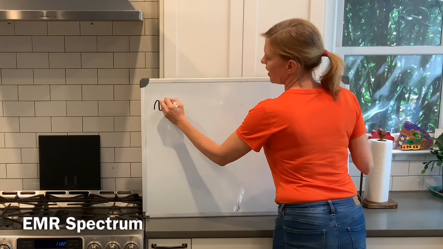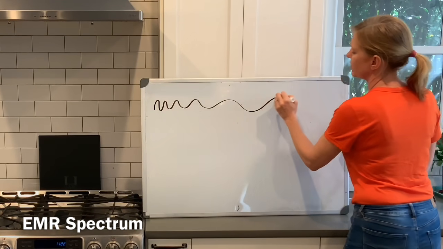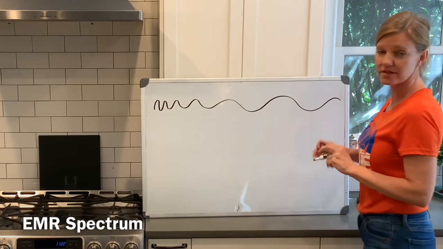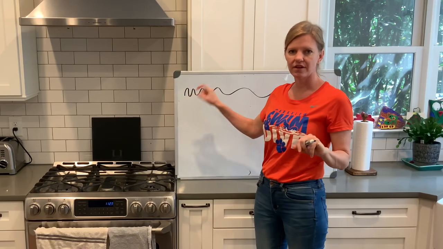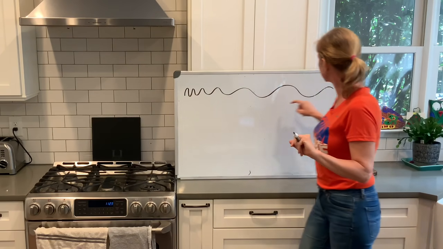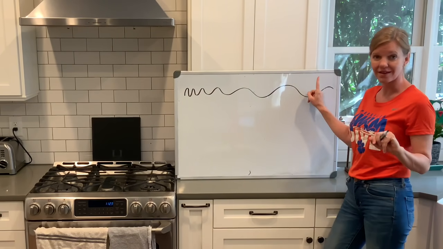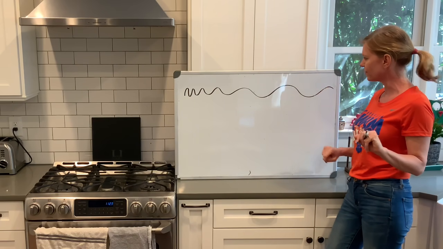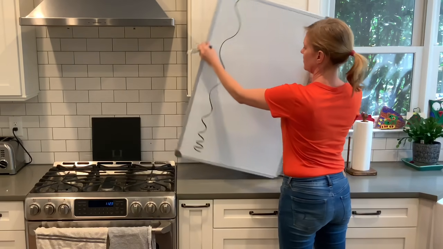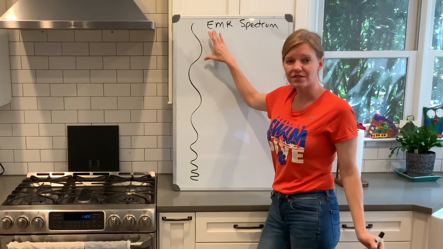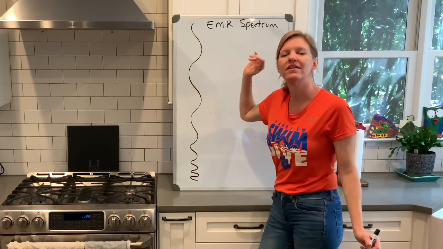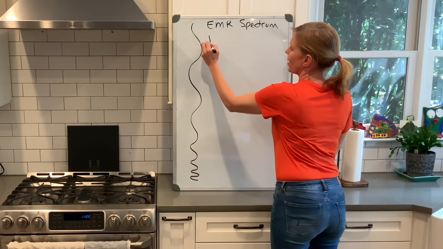We can say this is the very high end, and then it gets to be a very, very long wavelength on this side. Here we have a very low wavelength and a high frequency, and here we have a very high, long wavelength, and a very low frequency. So if I set this up, the largest wavelengths on the EMR spectrum are called our radio waves.